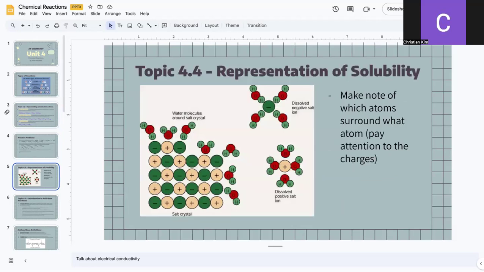Sorry. There is only one representation of solubility here, specifically of a salt crystal. We can call this NaCl within water. If you put salt into water, you'll notice that it dissolves into water. Why does that happen?